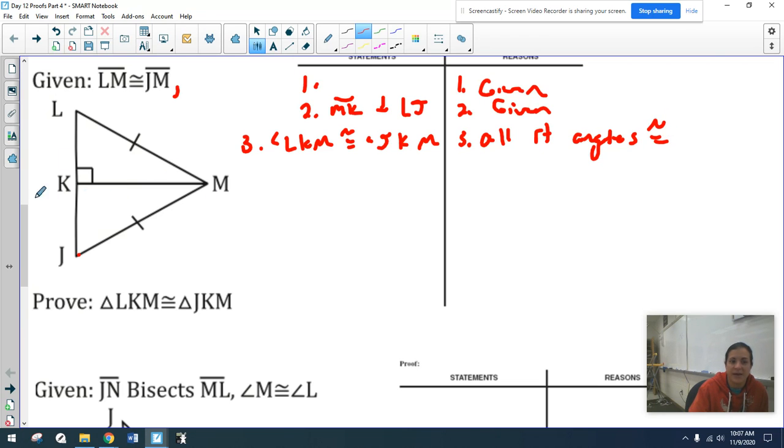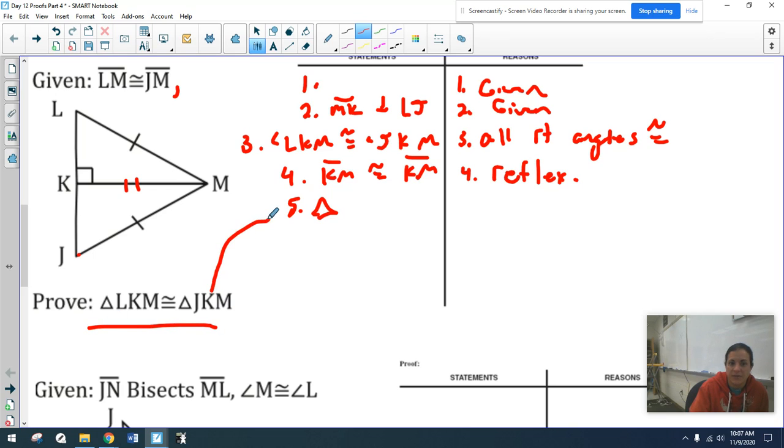So now I have that. The only other thing I have in there that takes care of all my givens is I've got my shared line. So in step 4, KM and KM. And that's going to be reflexive. So reflexive of congruence. So I've got my 3 pieces of info, which means next goes my triangle congruence statement, which is right here. So that will go there.